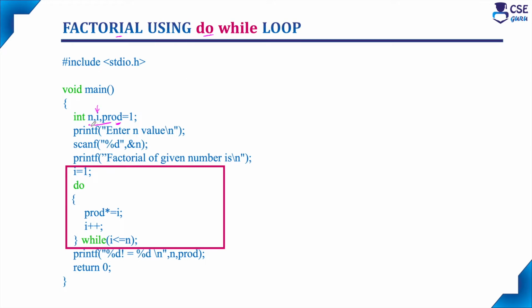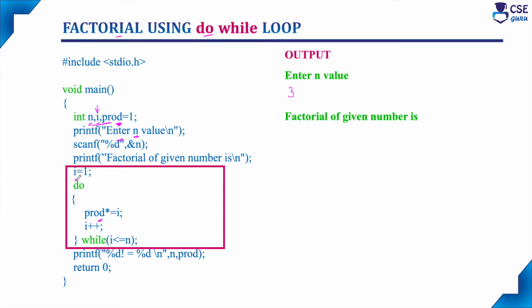Here we need to declare three variables: n, i and product. n is the input value, i is the loop variable, and product is required to store the result in every iteration. First we need to enter the n value. Suppose n is 3. The factorial of the given number is printed; this is the logic of this factorial function.